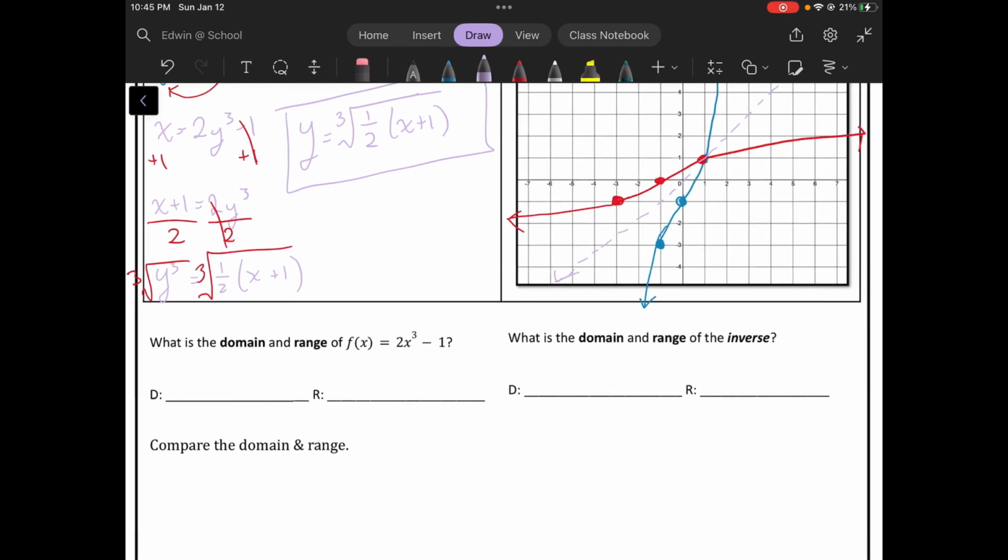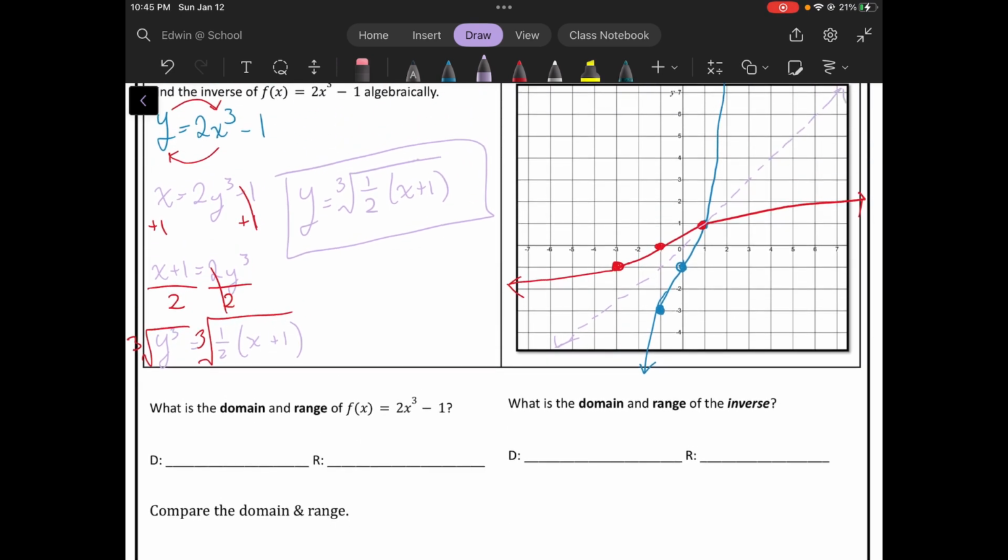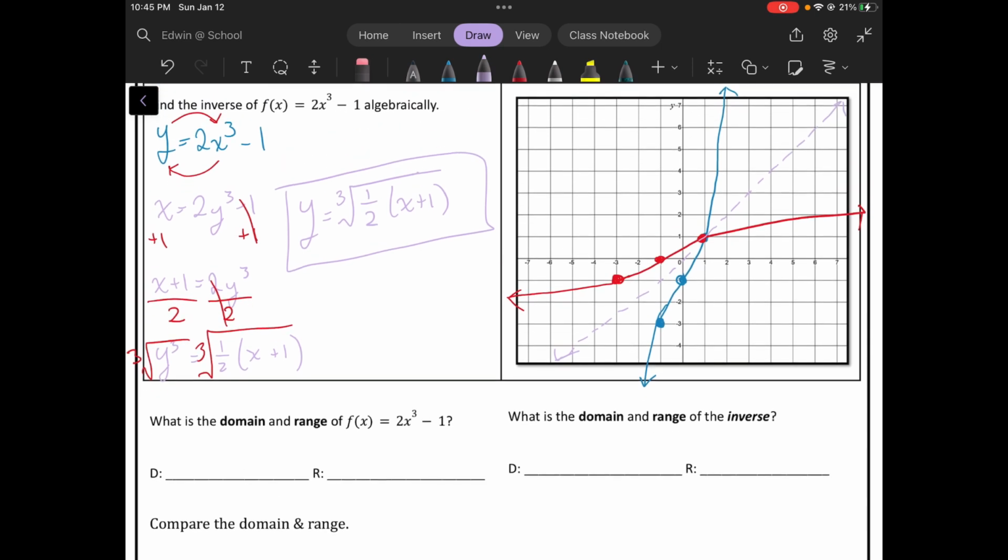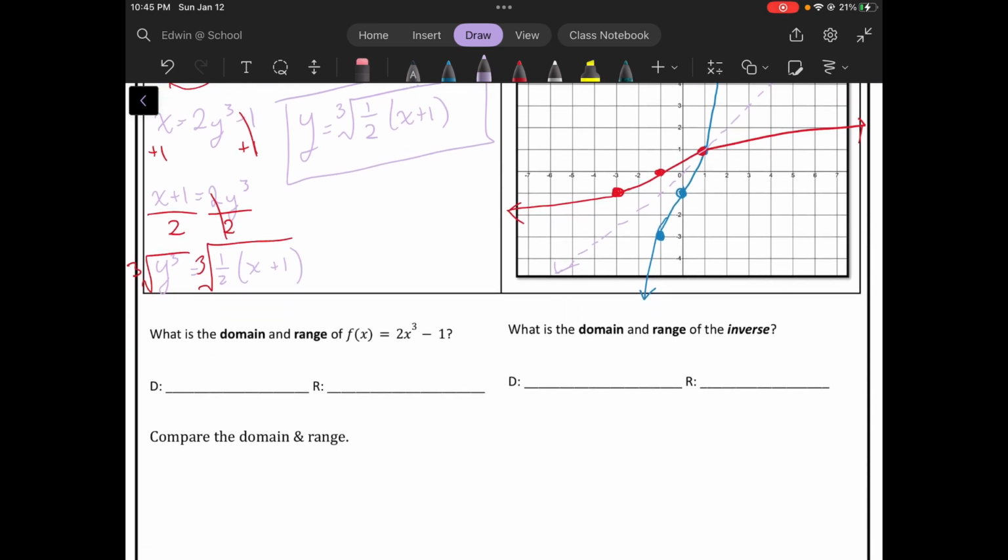Okay, now we need to talk about the domain and range of both of these functions. The convenient thing about cube root functions is that the domain and range is always going to be all real numbers, no matter if it's a cube root or the x cubed. So the domain is going to be -infinity to infinity. The range is going to be the same. The domain for the inverse is going to be the same, and then the range for the inverse is also going to be the same.